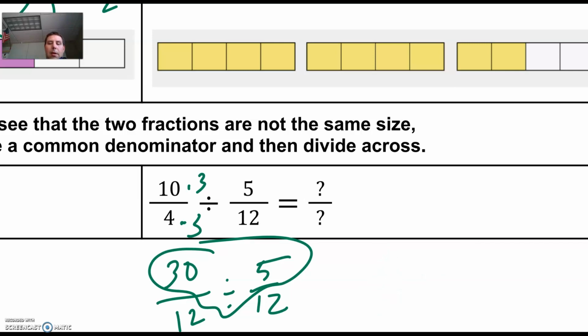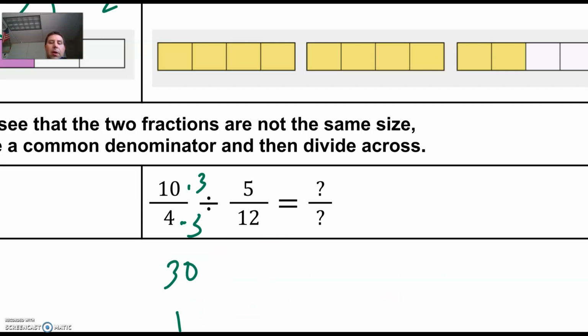Okay. So let me show you the other way. I call it copy dot flip because you're copying the first fraction and then you put a dot for multiply and then you flip. So for example, I copy the first fraction, I put a dot, and then I flip this one. So now it's 12 over 5.